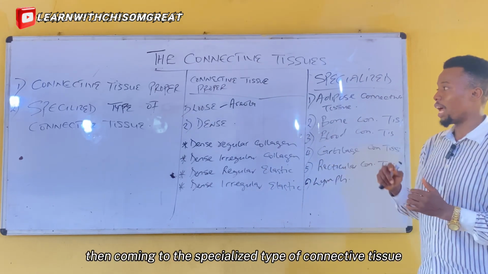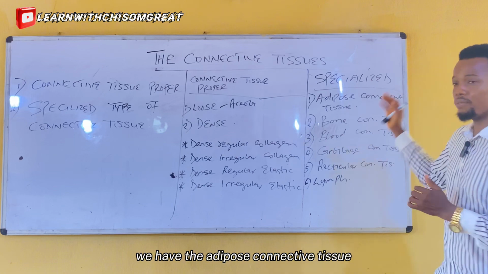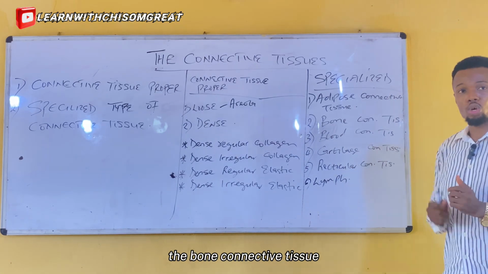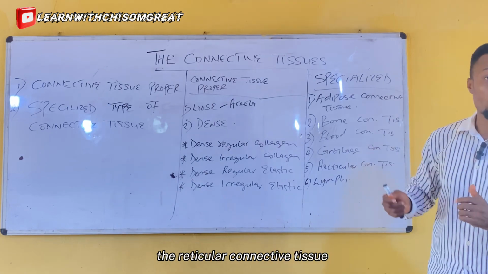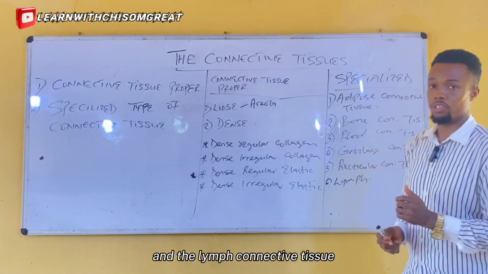Then coming to the specialized type of connective tissue, we have the adipose connective tissue, the bone connective tissue, the blood connective tissue, the cartilage connective tissue, the reticular connective tissue, and the lymph connective tissue.